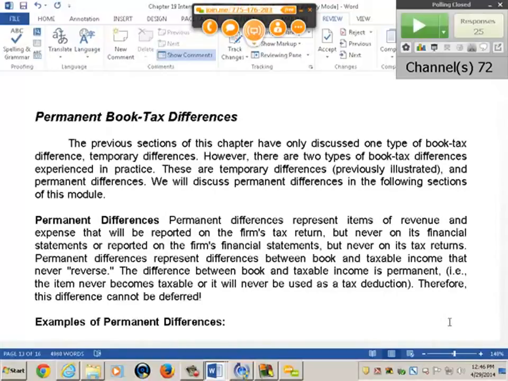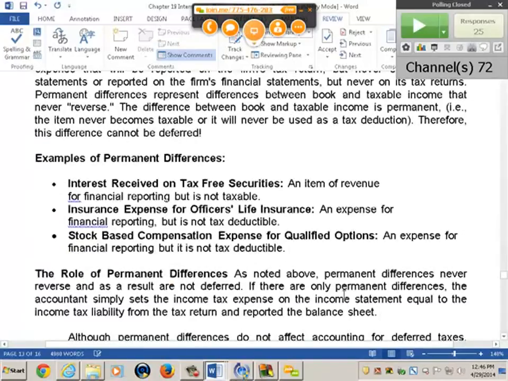Then what is the role of permanent differences? Well, we'll see. You need to reconcile the difference between the federal tax rate and the effective tax rate, and permanent differences become major reconciling items. Now here are some examples.